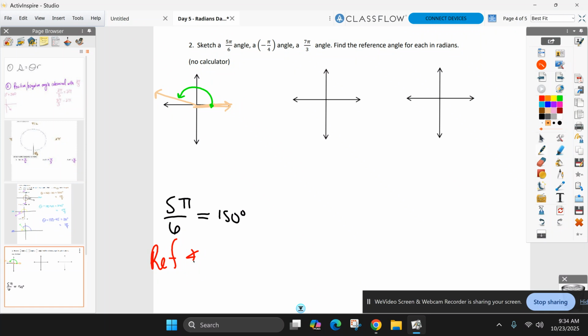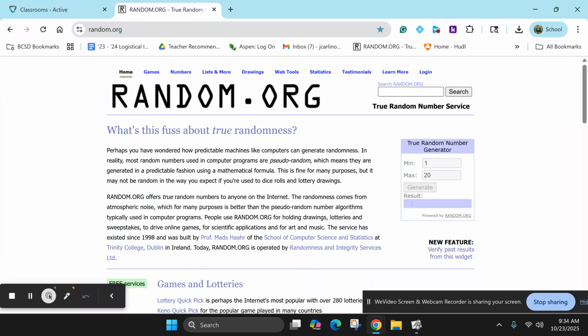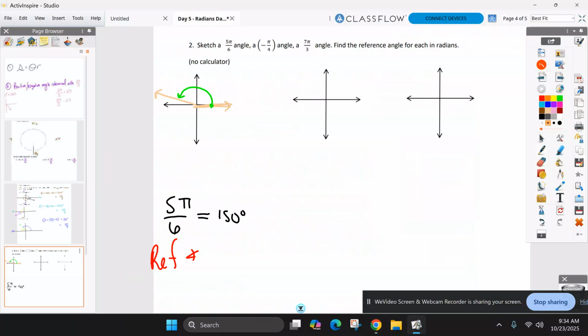So why don't we start there? What is it in degrees? What's the reference angle there in degrees? Sticks here, Grayson. 30. 30. Oh, what's 30 in radians? There you go.